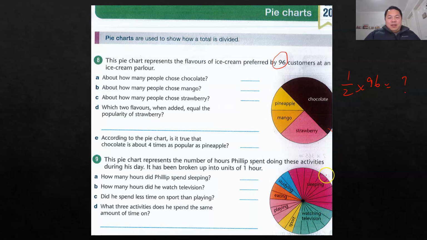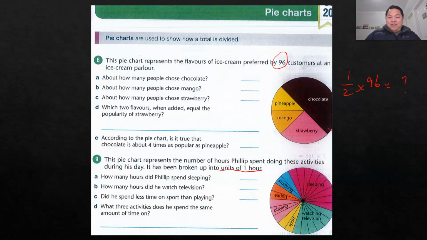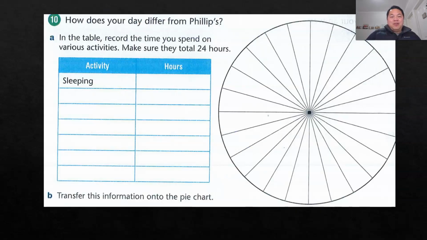Then the next part is talking about the number of hours Philip spent doing each activity each day. Each unit represents 1 hour. So from here, you will be able to find out how many hours he spent sleeping, studying, eating, playing sports, and watching TV. The answers to these questions are quite straightforward. And the next one is what you need to record. You have Philip's one, so now you have to record your own.